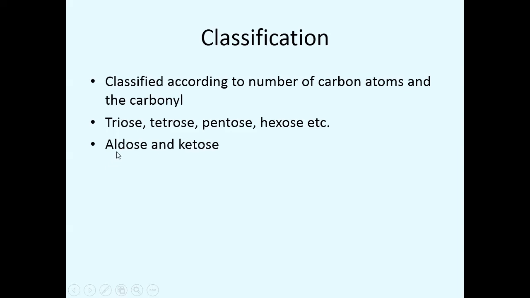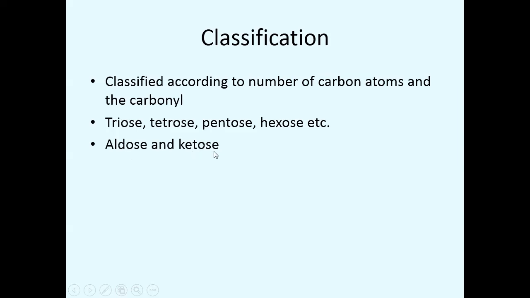If a monosaccharide has an aldehyde group, it is called an aldose. If it has a keto group, it is called a ketose. For example, glucose has an aldehyde group, so it is an aldose. Fructose has a keto group, so it is a ketose.